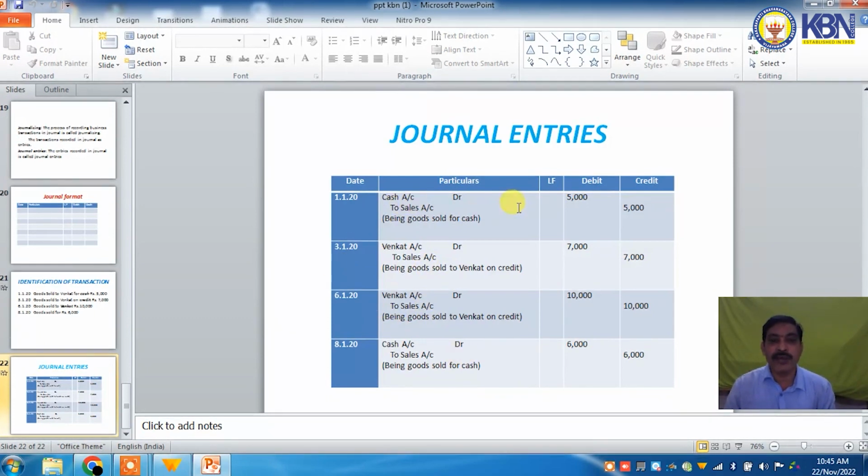Cash account debtor to sales, Venkat account debtor to sales, Venkat account debtor to sales, cash account debtor to sales. These are the journal entries. Every journal entry must have a narration. That is, being goods sold for cash, being goods sold to Venkat on credit, being goods sold to Venkat on credit, being goods sold for cash. Yes. Thank you.